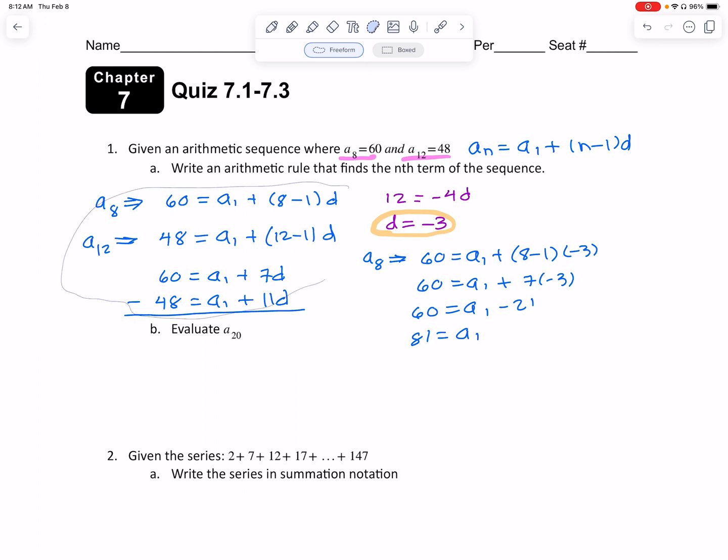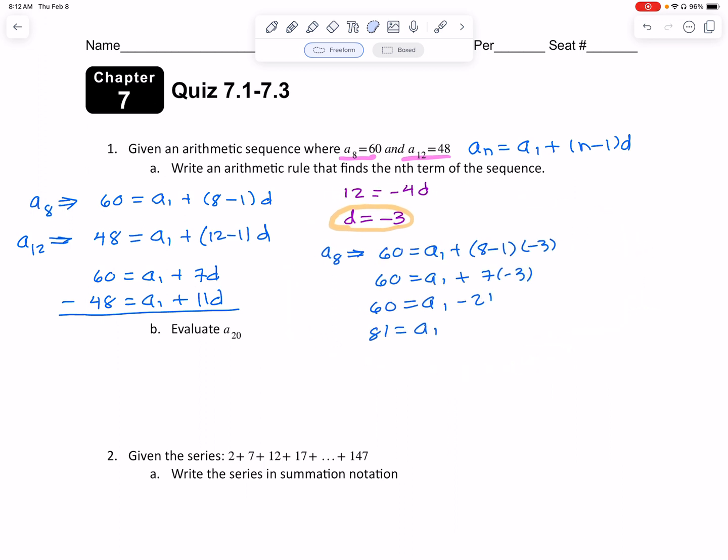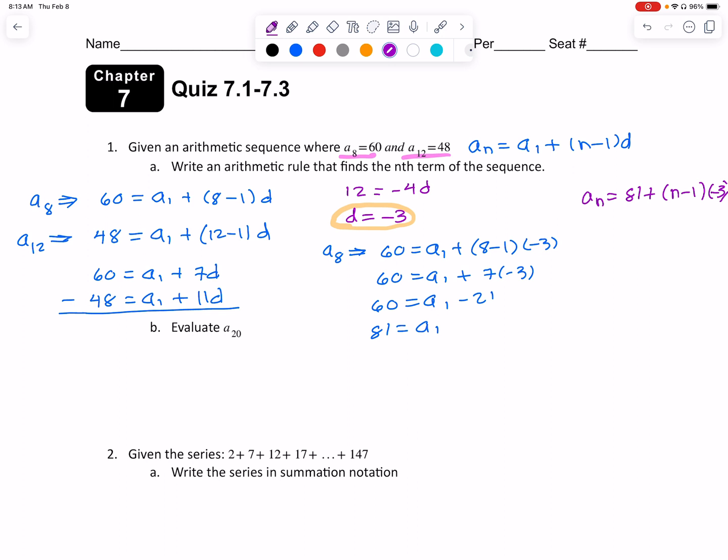From there, I'm going to move some of this over. I probably need to make a little more space on this. Okay, let's write our equation. So our equation is going to be a sub n equals our first term, which is 81, plus n minus 1 times d, which is negative 3. That is a real mess, isn't it? Let me see if I can do a better job of it. I am going to move things over.